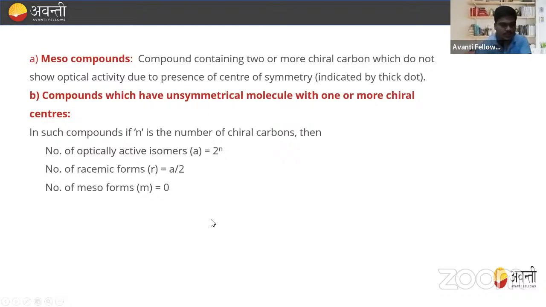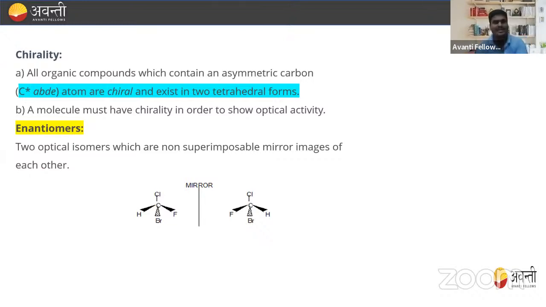Okay. So we have a form like chirality. All organic compounds which contain an asymmetric carbon, that is C A B D E, meaning they have four different groups on the carbon atom, are said to be chiral and exist in two tetrahedral forms.